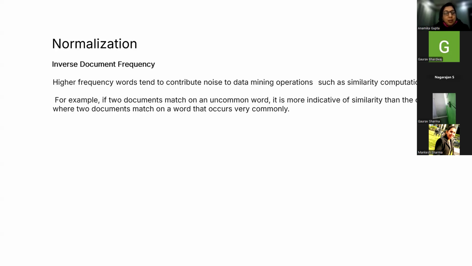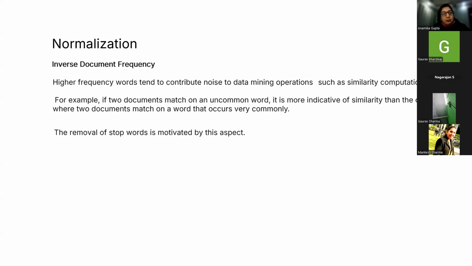So if two documents match on an uncommon word, it is more indicative of similarity. Here it is very important to understand this: it is saying if two documents match on an uncommon word. If they match on a common word, then there is nothing to understand, nothing to find the similarity. So we need to find out whether the word is uncommon or not.